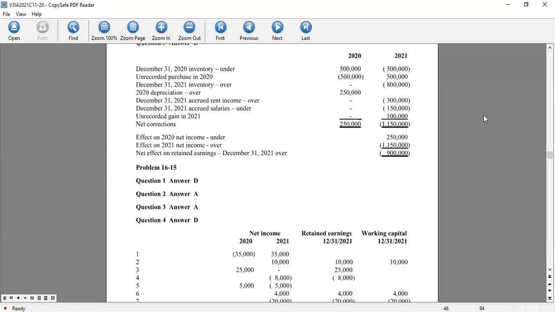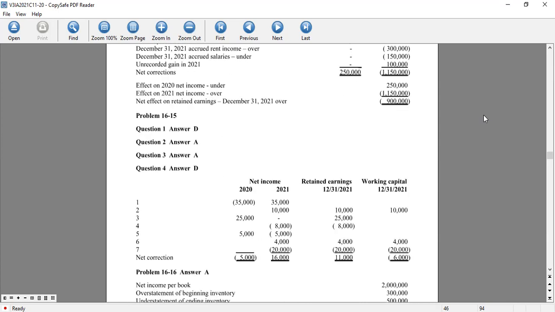Next, we go to problem number 15. Now, 15 with again several requirements. In number 15, we have 4 requirements, and we have now number 1, what amount should be reported as net effect of the errors on net income for 2020? So in number 15, question number 1, the answer is D, 5,000 overstatement.